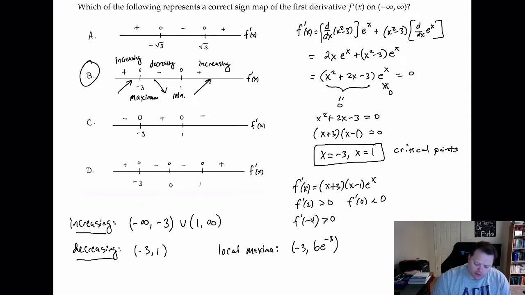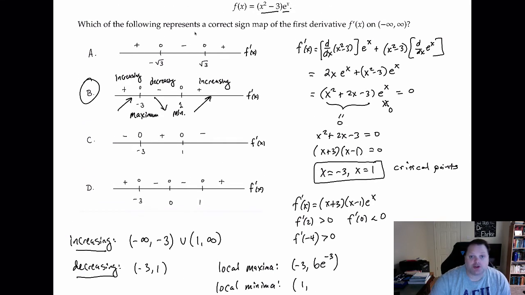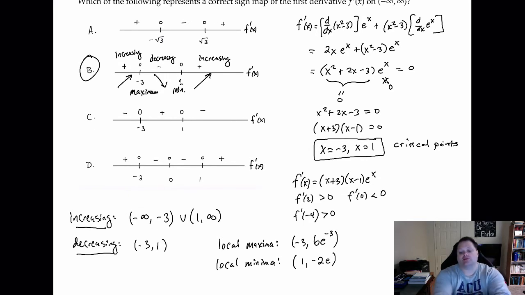And similarly, for the local minimum, you do the same thing. We know the local minimum is at, let's see, x equal to 1. It's hard to see that 1. So at x equal to 1, we have a local minimum. And if you plug 1 into the original function, 1 squared minus 3, so 1 minus 3 is -2. e to the 1, or -2e. So there's my local maximum, local minimum. These are given to us by the first derivative test.